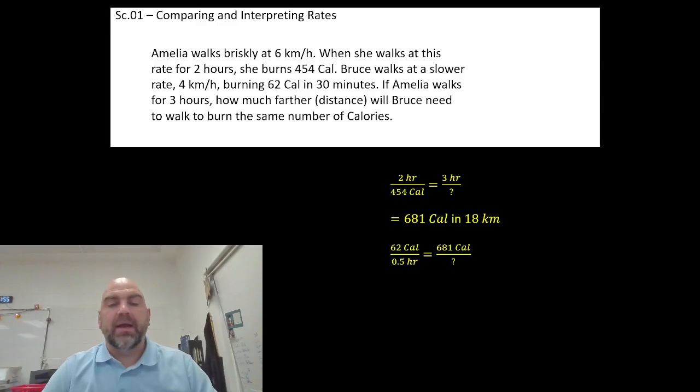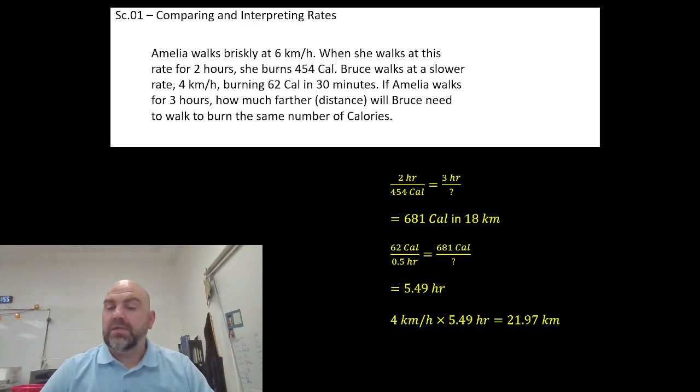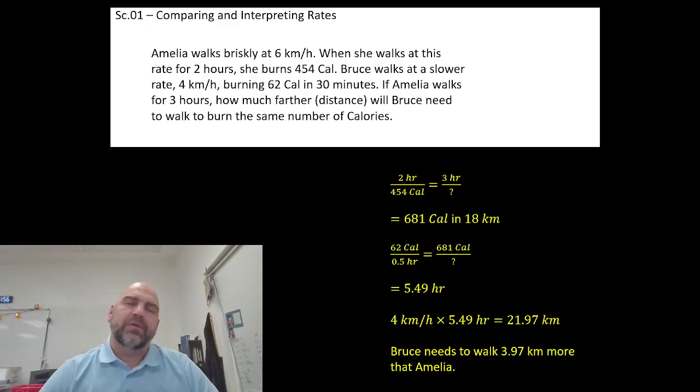Again, I'm going to use cross multiply and divide, and we're going to get that this is going to take 5.49 hours, give or take, a couple minutes or a couple seconds maybe. All right, so we now have 5.49 hours as our number of hours. I can use the speed that Bruce walks to figure out the distance he's walking. Okay, so speed times hours gives us number of kilometers, 21.97. And because now we know how far he walks before he gets 681 calories burned, we can now find the difference between the two, and that's going to be 3.97 kilometers, or roughly about 4 kilometers more that Bruce has to walk.